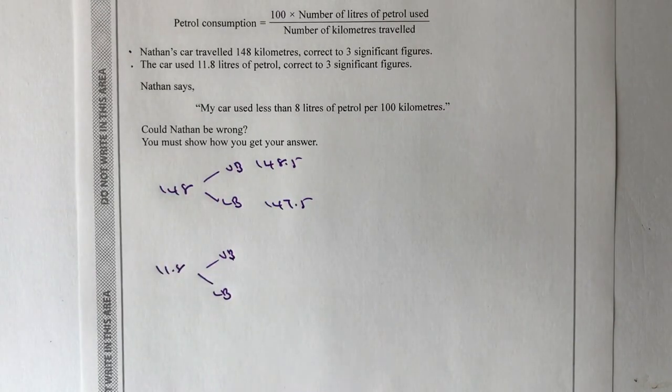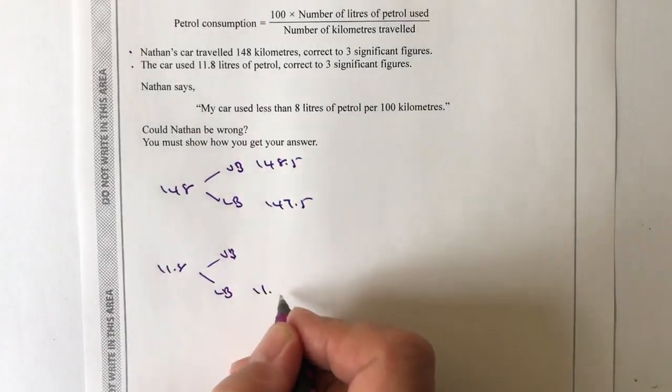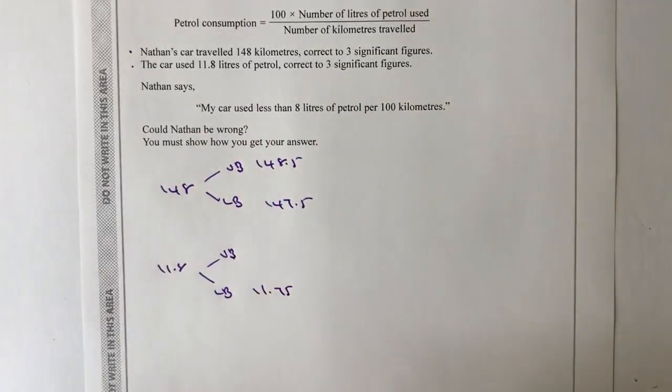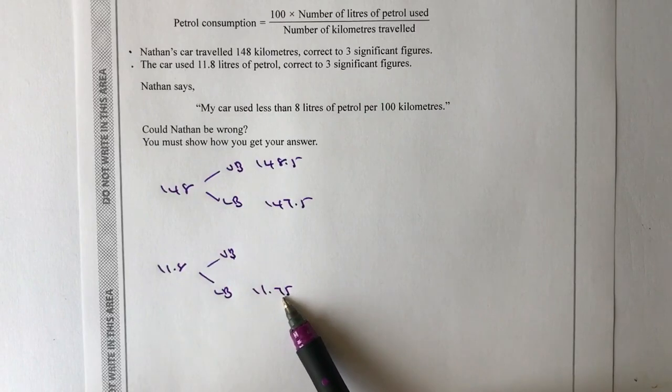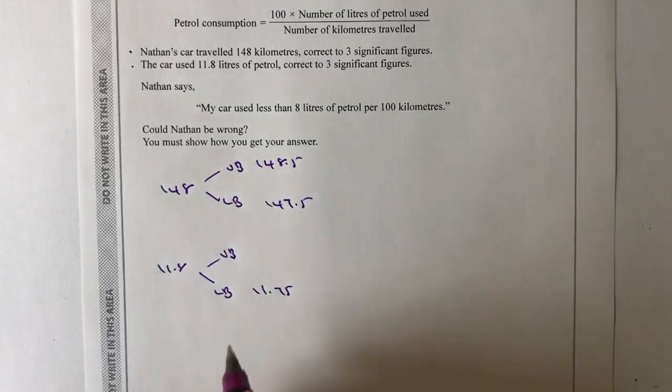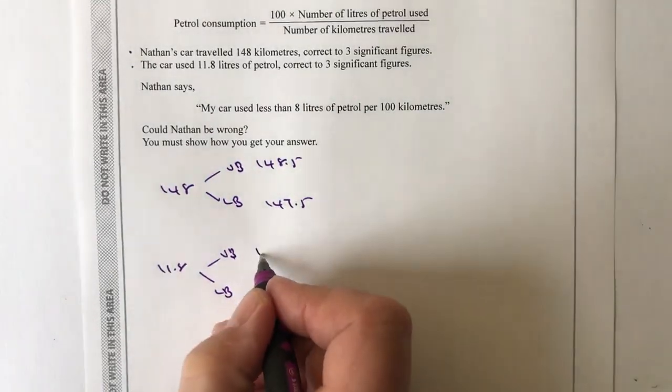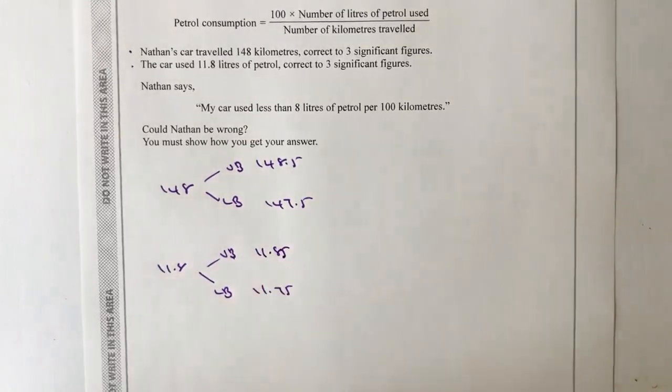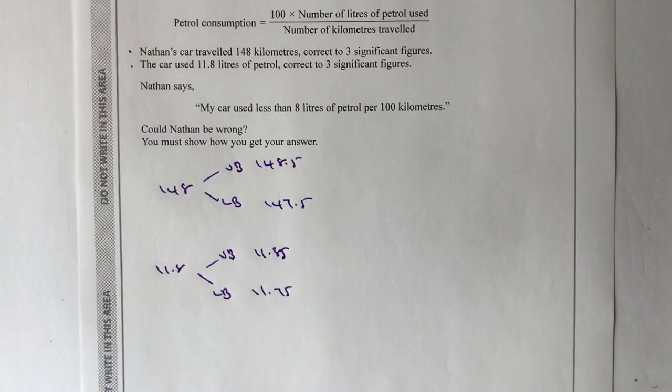I just know it's going to come up. Okay, so the lower bound is going to be 11.75, because the third significant figure is 7. 5 is the lowest it can be to trigger that changing to 8. Okay, the upper bound is going to be 11.85. Now remember, with bounds we're not talking about rounding.